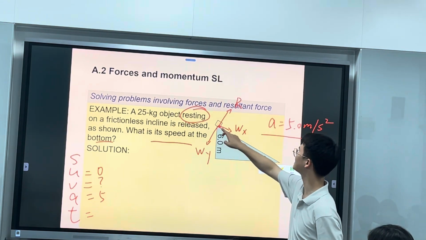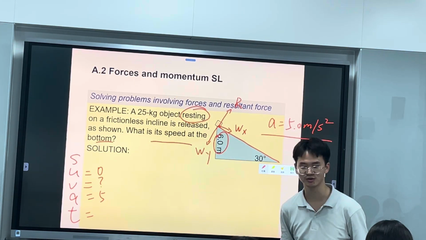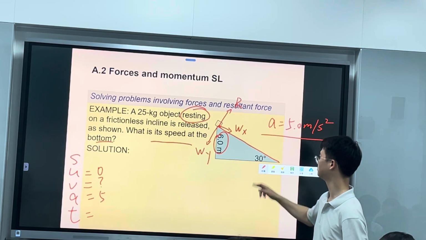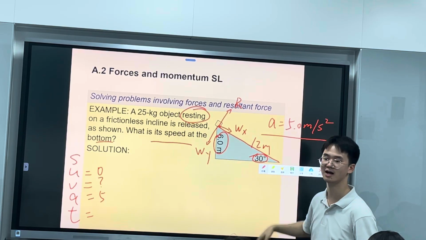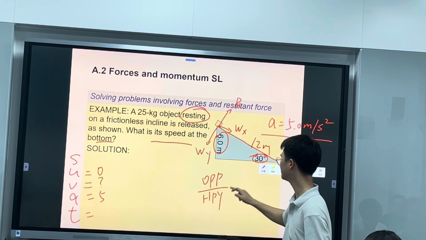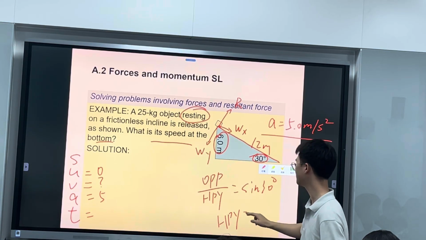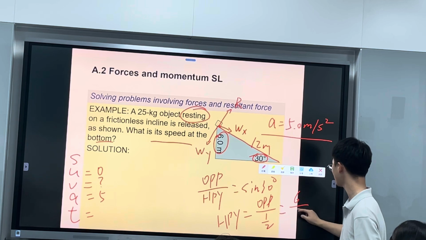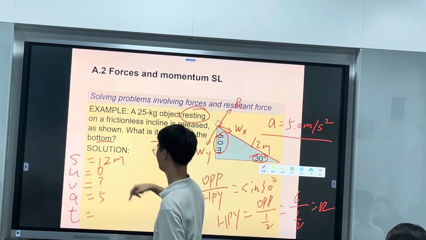Isn't S the length of this part? Yes. And now this information is useful. How do we use it? Well, the side opposite 30 degrees is half of the hypotenuse, which is 12 meters, right? Or you use, again, opposite over hypotenuse equal to sine 30 degrees, and then you're looking for hypotenuse, which is opposite over sine 30 degrees, which is 6 divided by 1 over 2, gives you 12. So S is 12 meters.